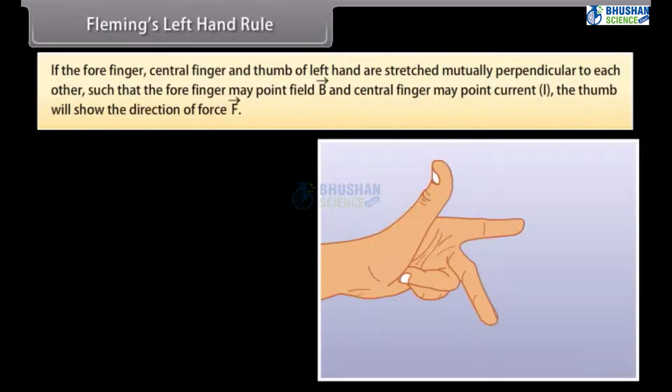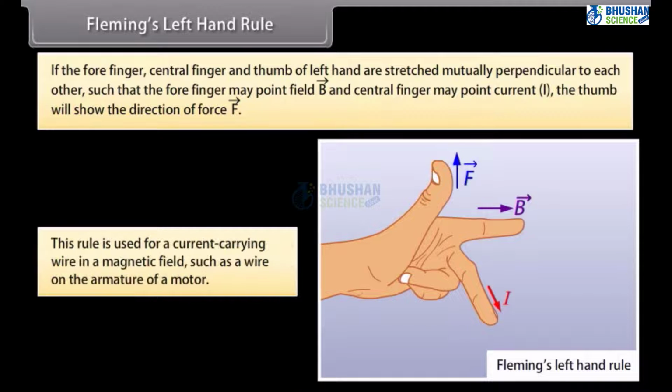Fleming's left-hand rule. If the forefinger, central finger and thumb of the left hand are stretched mutually perpendicular to each other, such that the forefinger points in the direction of the field and the central finger points in the direction of the current, the thumb will show the direction of force. This rule is used for a current-carrying wire in a magnetic field, such as a wire on the armature of a motor.